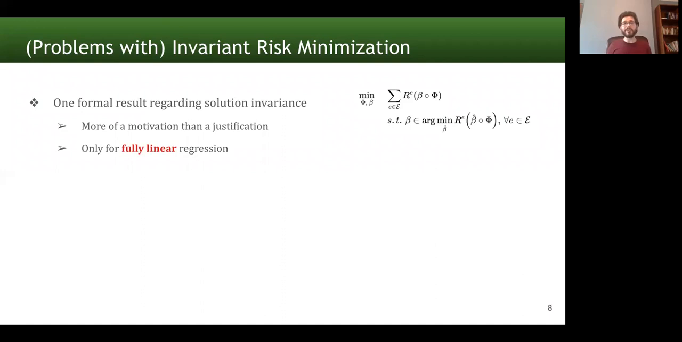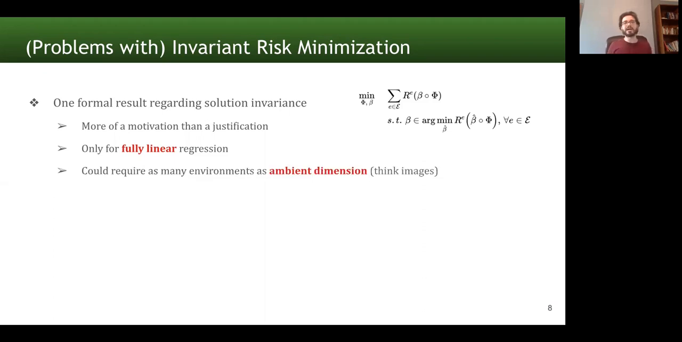Their result is only for the fully linear case. It's for fully linear regression, which is great as an initial result, but of course this objective and others are in practice being applied to deep learning. So the linear setting is obviously not applicable in that case. And so really we would like to have some sort of nonlinear guarantees with regards to how these objectives perform.